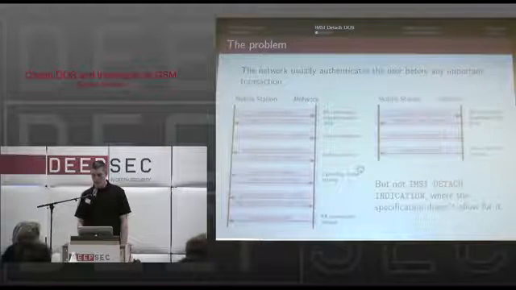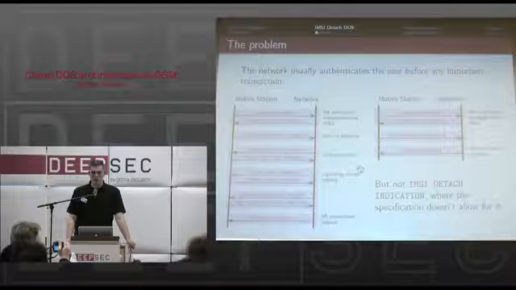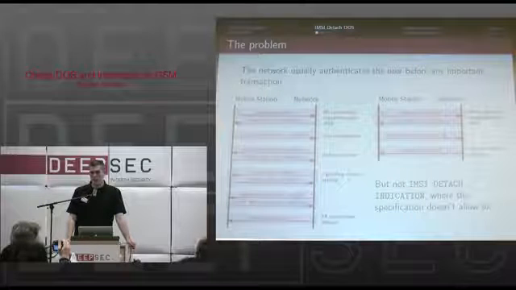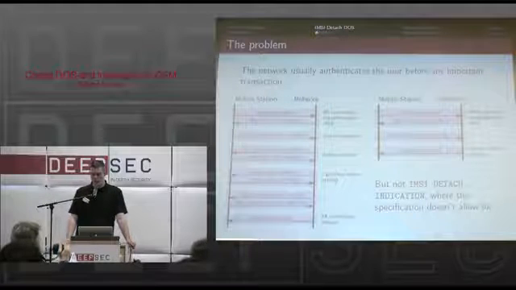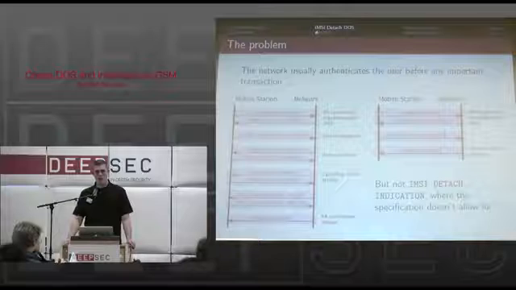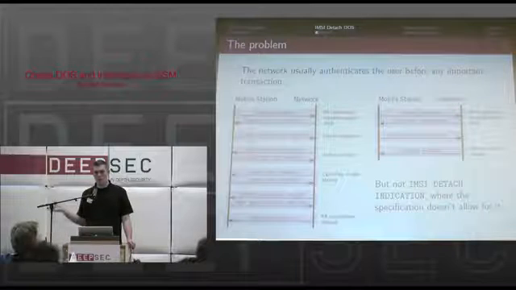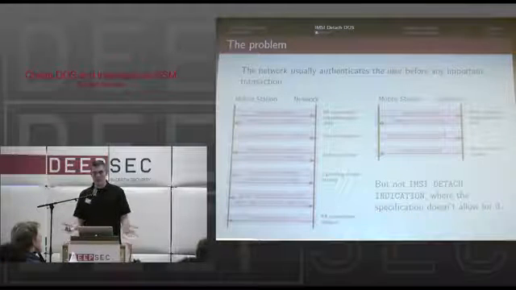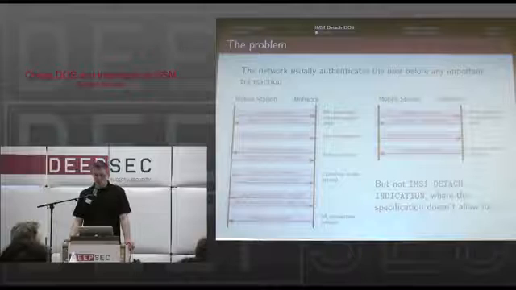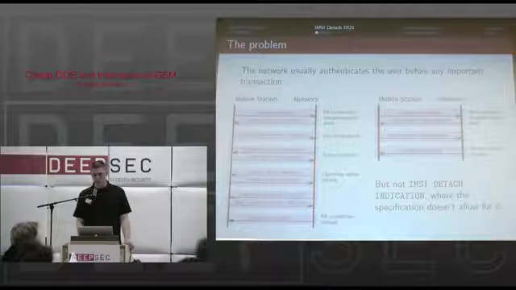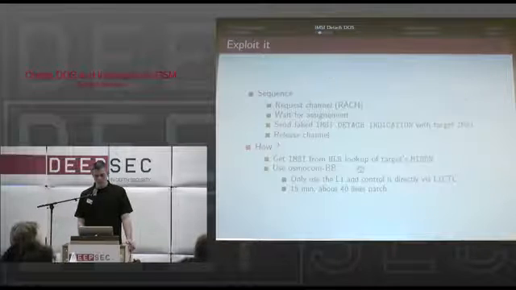The problem with IMSI detach is that the specification doesn't allow for ciphering or authentication at this stage. So you just open a channel, you say, okay, log me off the network, here is my identity, and you're automatically logged off without any kind of verifications. And of course, that's kind of a problem. So how do you exploit it?